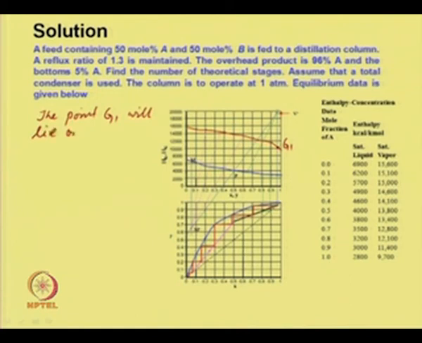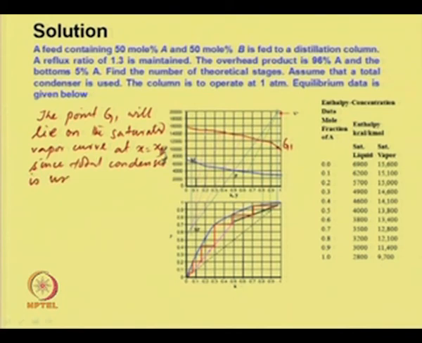G1 will lie on the saturated vapor curve at x equal to xd, since a total condenser is used. Now we can draw operating lines on the XY diagram.